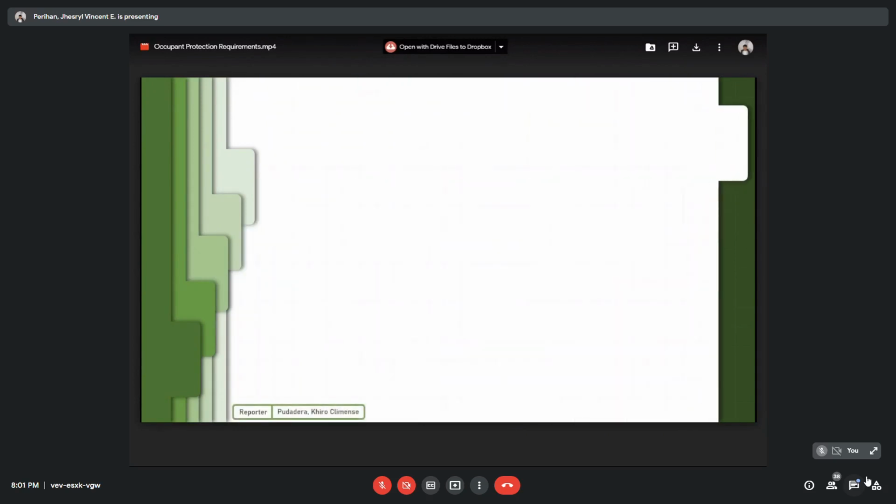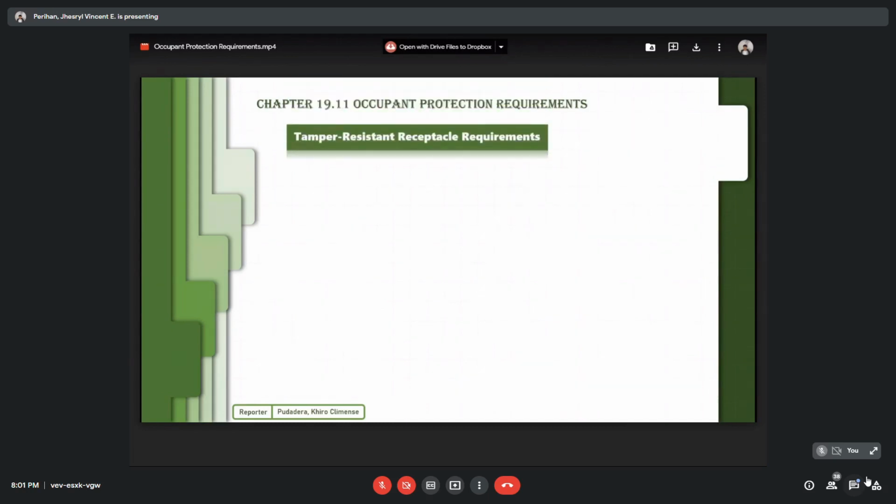So we begin with occupant protection requirements. First is tamper-resistant receptacle requirements. First thing first, what is a tamper-resistant receptacle? Tamper-resistant receptacles are the result of a safety measure set in place by the National Electrical Code or NEC to help prevent electric shock. Tamper-resistant receptacles prevent electrical contact with foreign objects, thus preventing electric shock and even death.